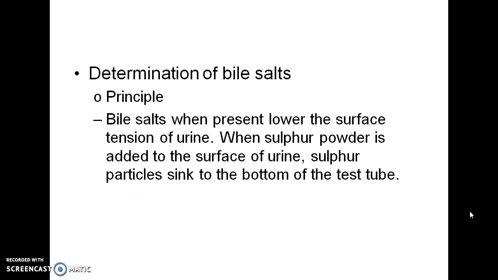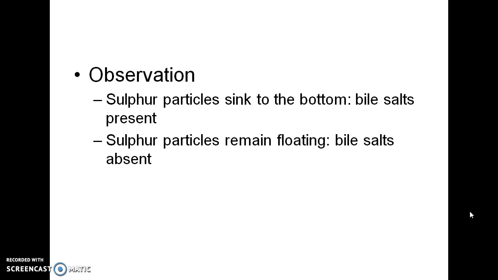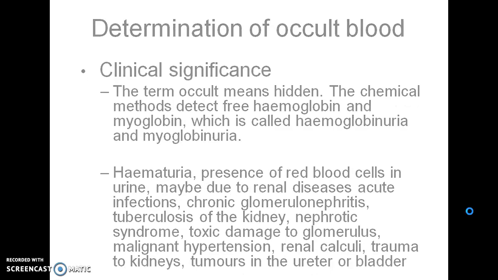The determination of bile salts. Bile salts, when present, lower the surface tension of urine. When sulfur powder is added to the surface of urine, sulfur particles sink to the bottom of the test tube. For the procedure, take 10 ml of urine in a test tube and sprinkle a pinch of dry sulfur powder onto the surface of the urine. Observe the sulfur particles. If the sulfur particles sink to the bottom, bile salts are present. If sulfur particles remain floating, the bile salts are absent.